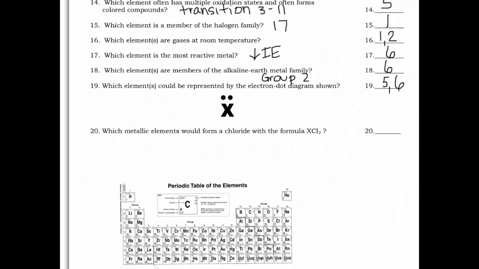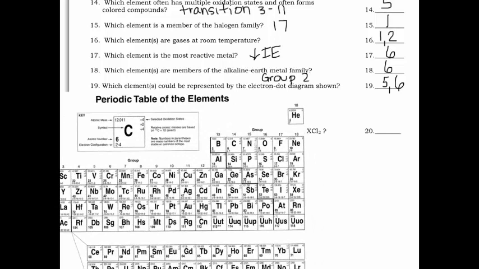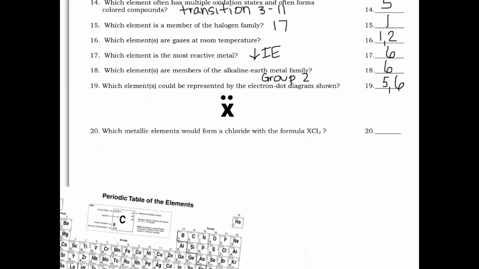And then the very last one, which metallic elements would form a chloride with the formula XCl2? In order to figure this out, you need to remember that chlorine would have to be negative, and therefore it must be -1. There are 2 of them for a total of -2. This whole compound has to total 0. That's the point in bonding. So X must be +2.